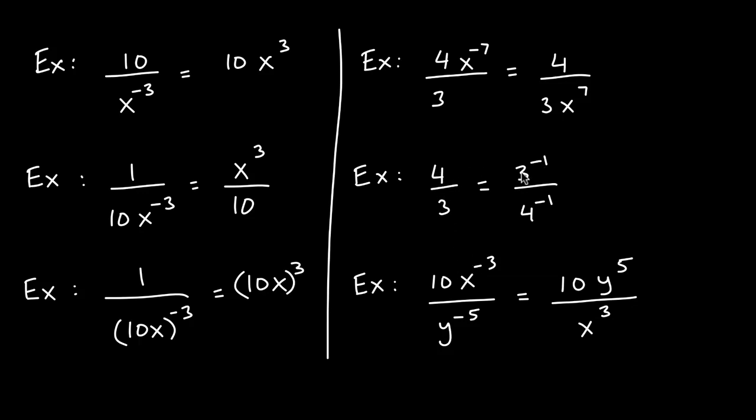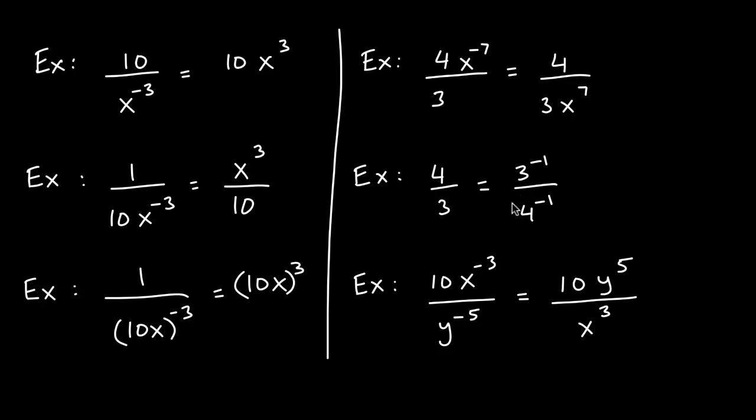Now, this is not to say that you have to do this. This is just me trying to tell you all the different nooks and crannies where problems can come from. So very rarely will you take 4 over 3 and turn it into 3 to the negative 1 over 4 to the negative 1. In fact, I might not have ever seen that happen. But if, for instance, I give you an easy true or false question that says, is this equal to this? Yes or no? Or true or false, this is equal to this.